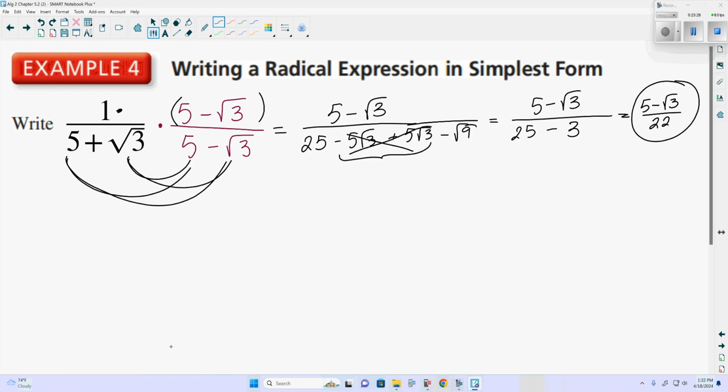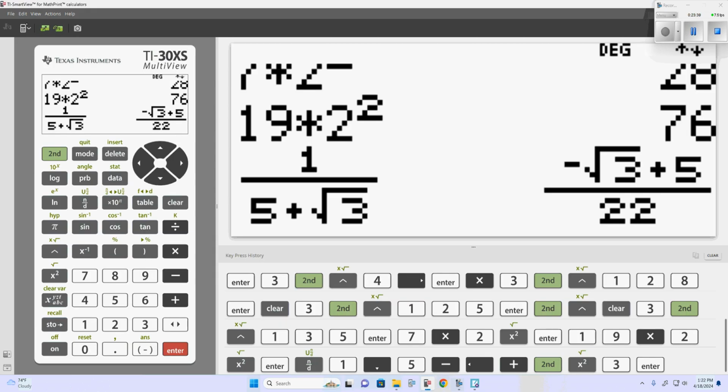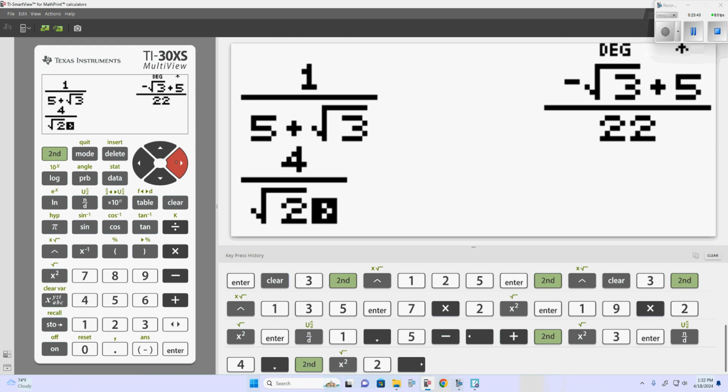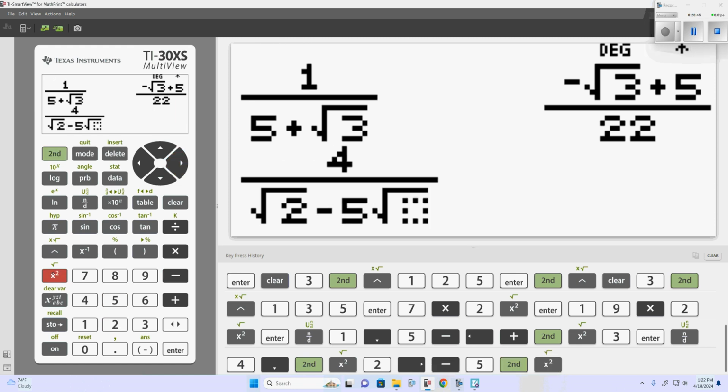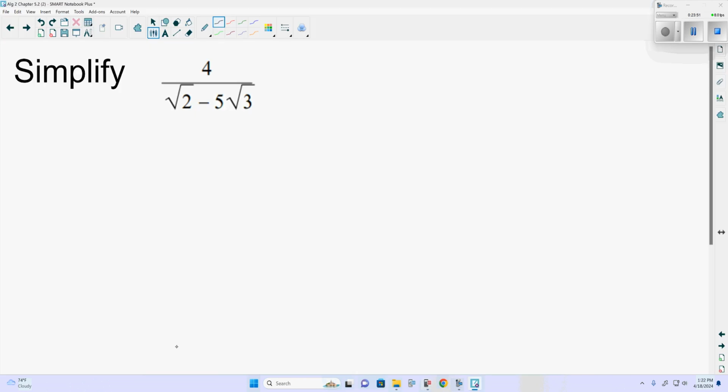Yep. Questions on this here? Because even if we 4 over the square root of 2 minus 5 square root of 3, it gives us to it. That's the answer.